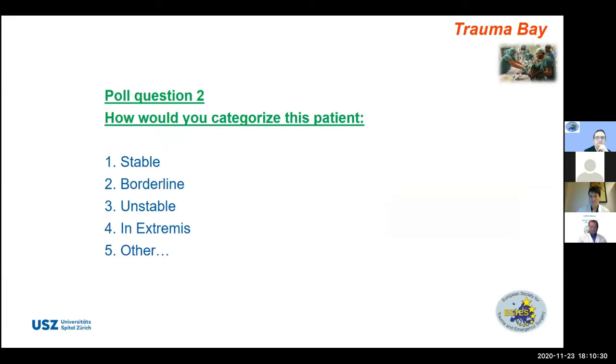Now comes the next question. How would you categorize this patient? Would we say he was stable, borderline, which is an interesting concept, unstable, in extremis, or something else?